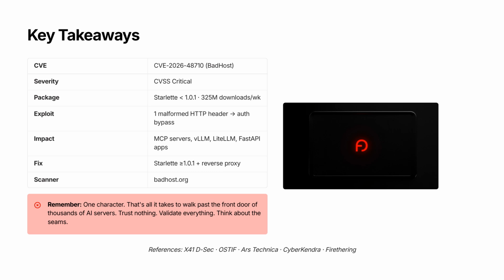The immediate fix is straightforward. Upgrade to Starlette 1.0.1 or later, and put a properly configured reverse proxy in front of exposed services. If you need to assess exposure, the badhost.org scanner is a useful starting point. The bigger lesson is the one at the bottom of the slide. One character can be enough to get past the front door. In security, the seams matter most, especially where headers, proxies, frameworks, and auth logic meet. Trust nothing, validate everything, and pay close attention to those boundaries.